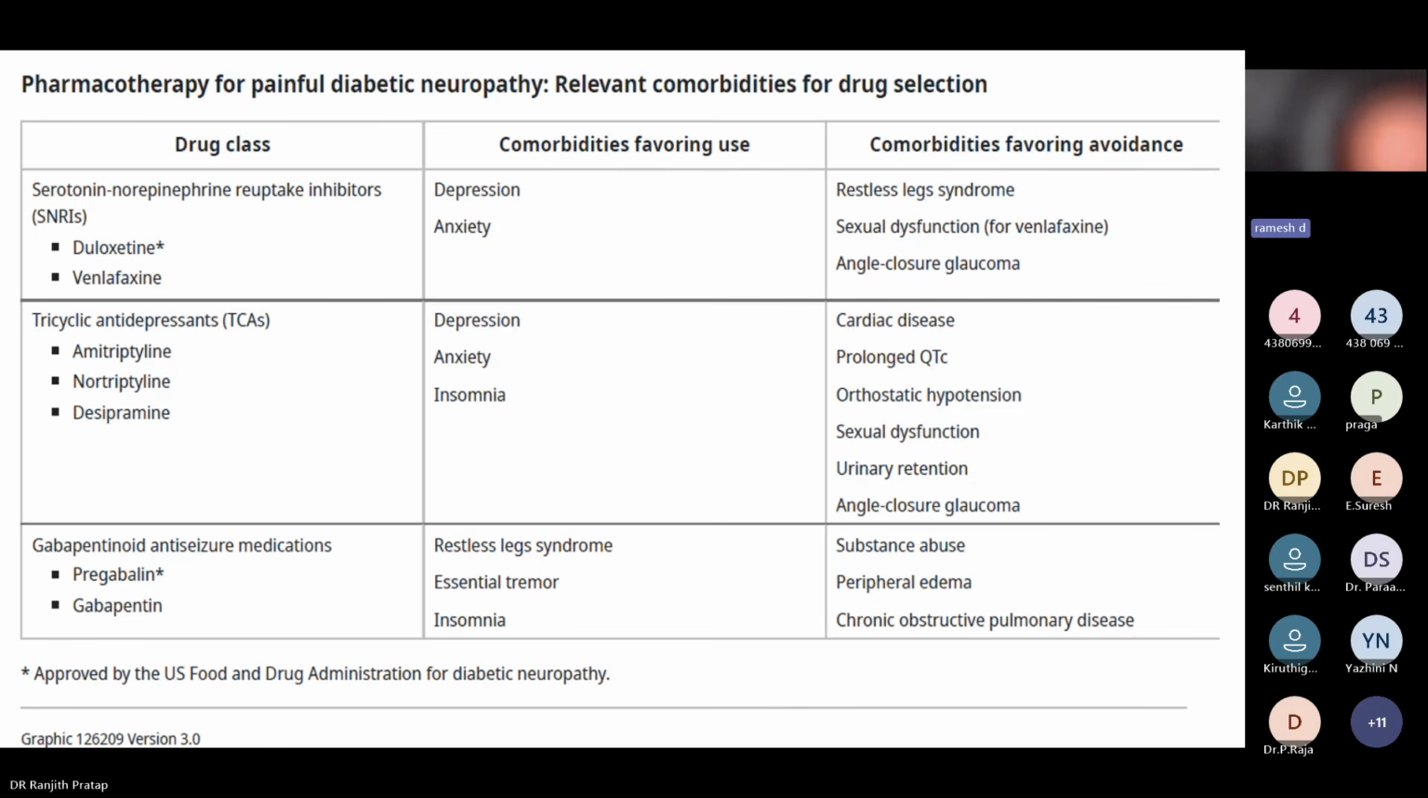TCAs are second line. Whenever the patient has cardiac disease, prolonged QTc, orthostatic hypotension, urinary retention, or angle closure glaucoma, you should avoid TCAs and prefer other drugs. And with gabapentinoids, especially in COPD and peripheral edema, you should avoid gabapentinoid medications. Among the SNRIs, duloxetine and venlafaxine are available. The TCAs are amitriptyline, nortriptyline, and desipramine. The gabapentinoids are pregabalin and gabapentin.